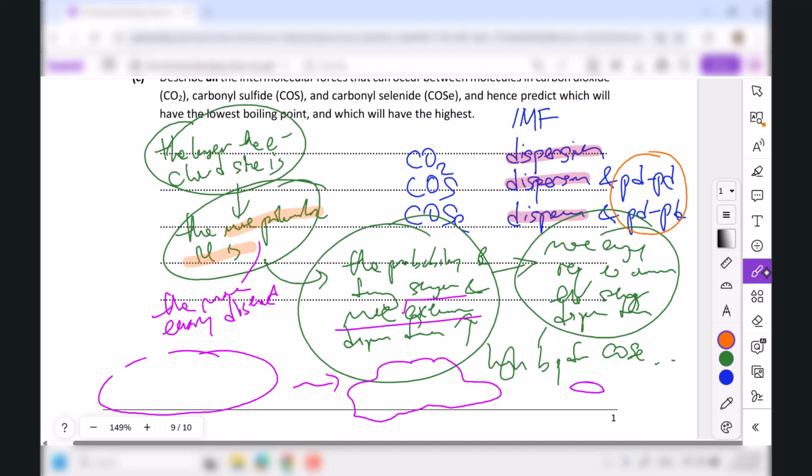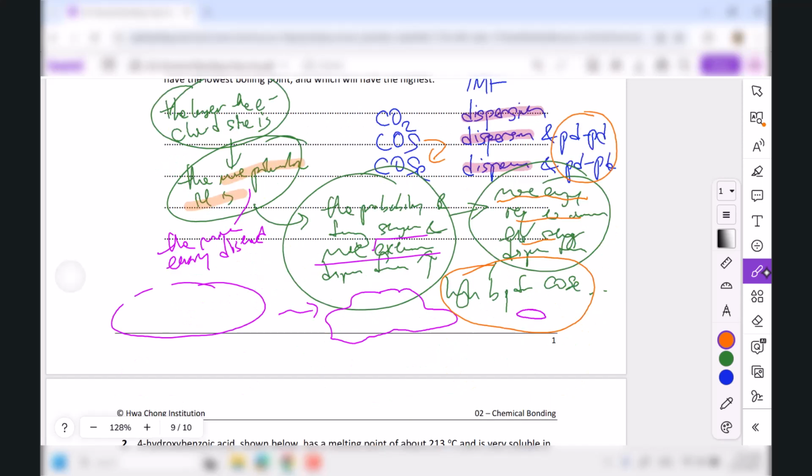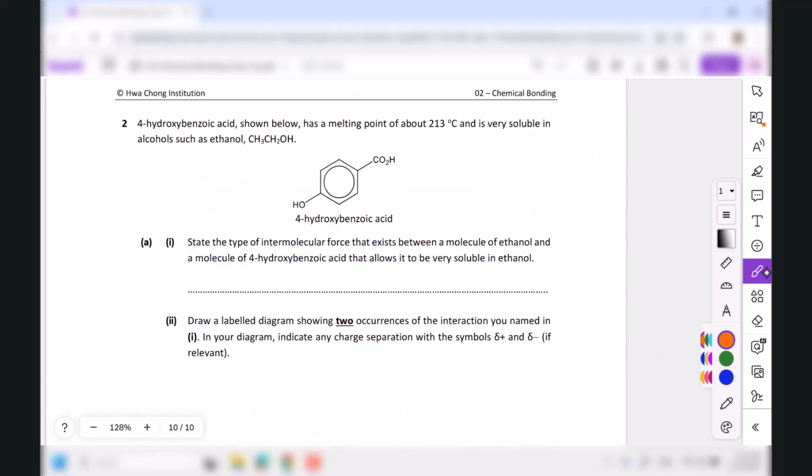You can say that the strength of the PD increases from COS to COSE, and therefore COSE has stronger dispersion forces as well as PD, and that leads to more energy required to overcome the stronger IMF and hence the highest boiling point amongst the rest. So that would be one of the perspectives you can take when you answer the question. As long as it's correct, you can answer it in any way, as long as it makes scientific sense. Then we'll move on to question 2.